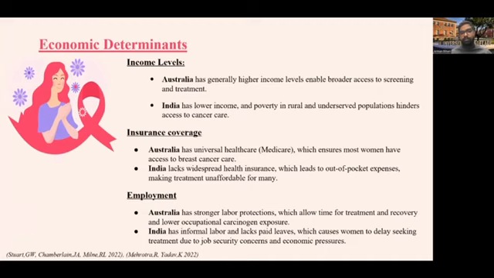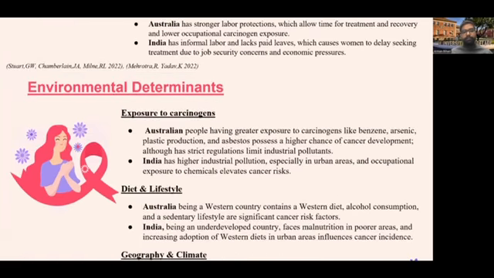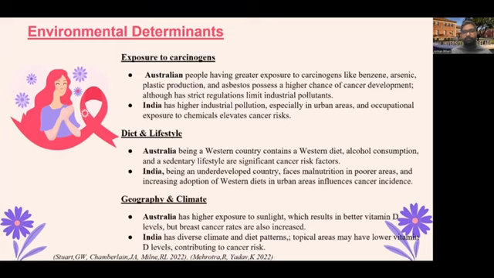In insurance coverage, Australia has universal healthcare like Medicare, which gives women access to breast cancer care, whereas India lacks health insurance, so they have to pay out-of-pocket expenses. In employment, Australia has stronger labor protection for treatment and recovery, whereas in India there is no such thing. And in environmental determinants, the first is exposure to carcinogens.